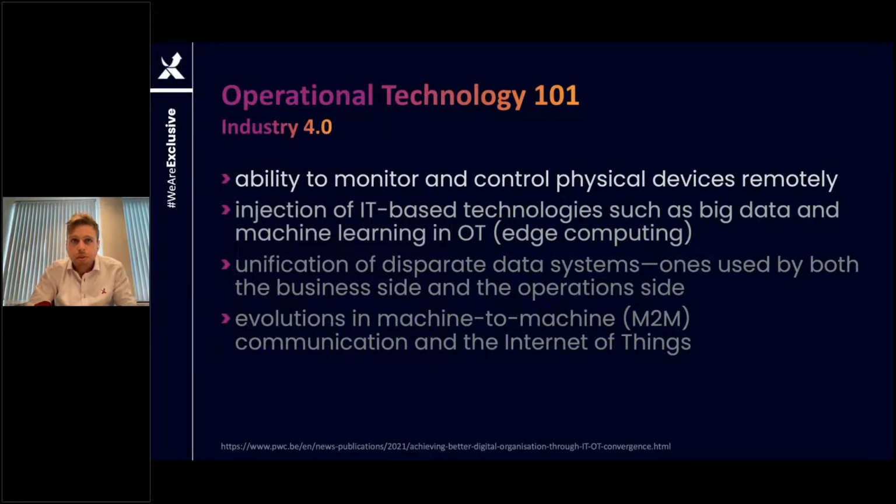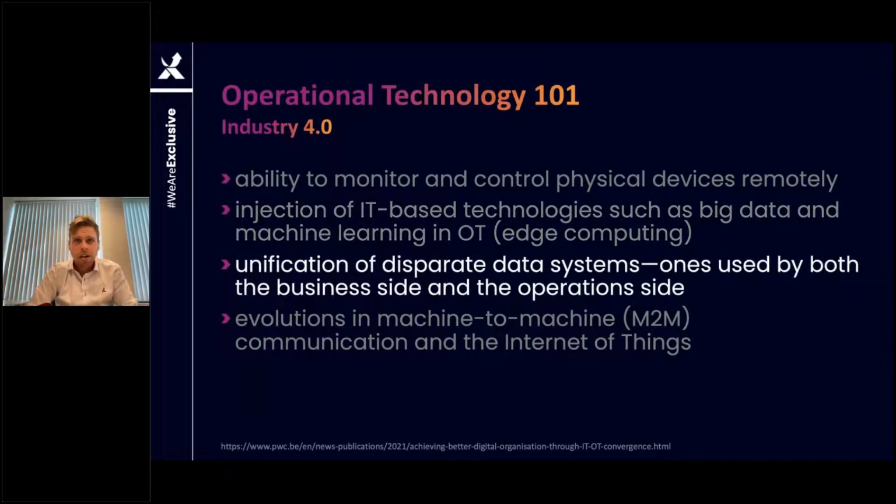Another driver that we see is the injection of IT-based technologies. So basically, it drills down to edge computing. We are now analyzing the data we get from our industrial control systems right away at the production side of operations. And a good example for this is machine learning to optimize a process right away.